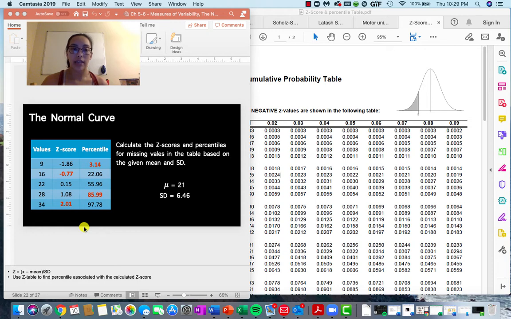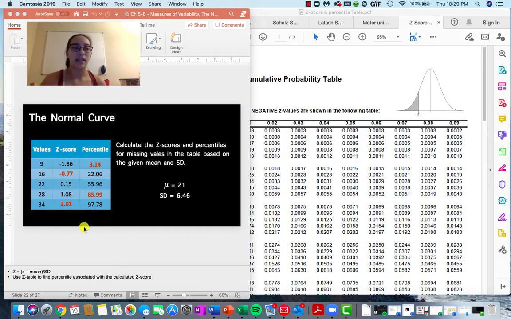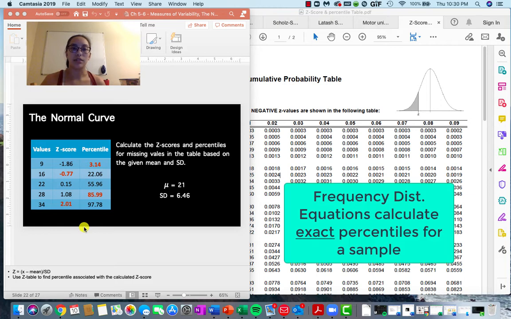So just to reiterate, z-scores are going to estimate a percentile for a sample or a population, assuming we have a normal distribution. And then our frequency distribution calculations are going to give us exact percentiles for a given sample, okay?